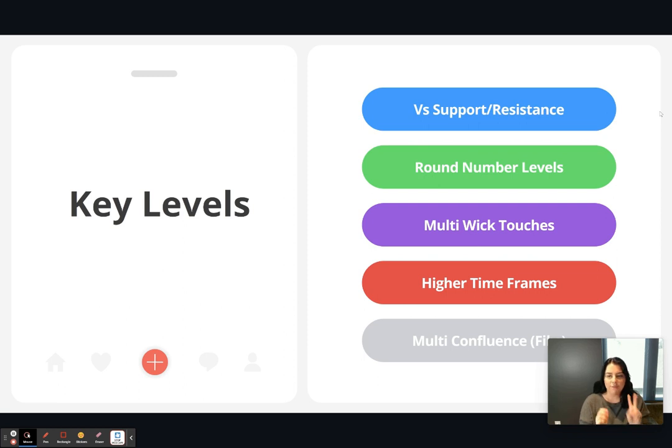So there are 5 main areas that I want to focus on today when we're looking at key levels. So one is differentiating between key levels and support and resistance. Number 2 is looking at round number levels because they're pretty much the same thing and it's going to help you with the direction when plotting key levels. We're going to look at multi-wick touches and specifically on higher time frames because that's where you want to look for those things. And then we're also going to look at multiple confluences, specifically fib levels, because that is how I draw my key levels.